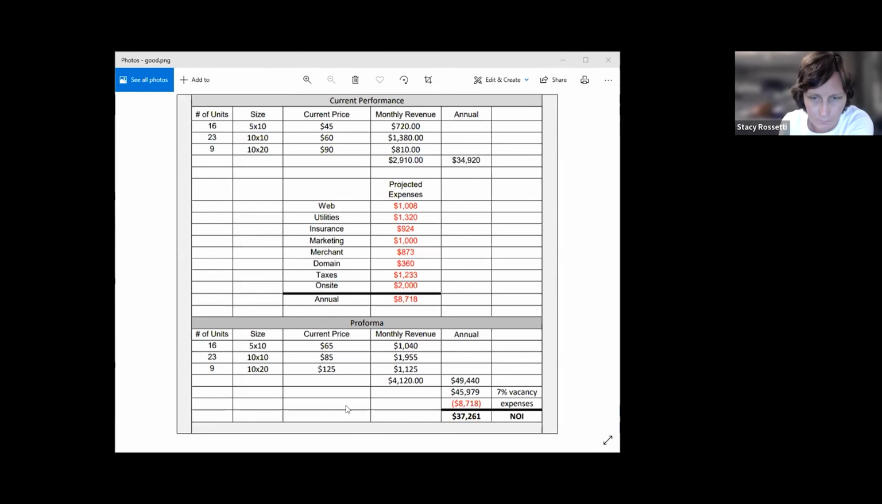So this is what he brought me. It's a smaller facility. We don't have the location, so I'm not going to go over where it was. But what I want to just show you is what the wholesaler gave him. Now, do I like this? Not really, but okay. I mean, it's a good start.